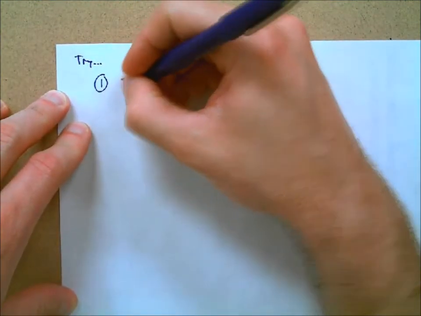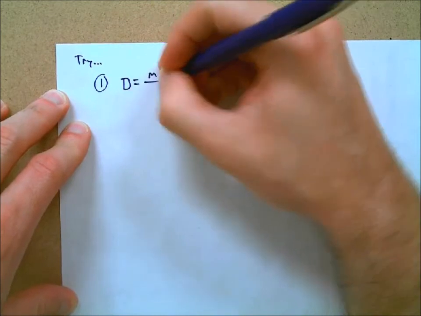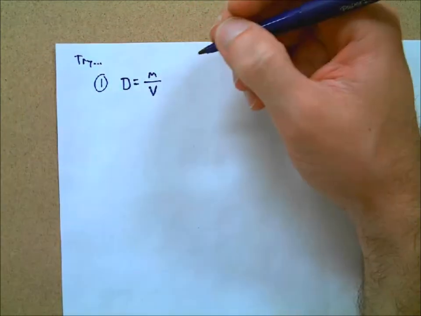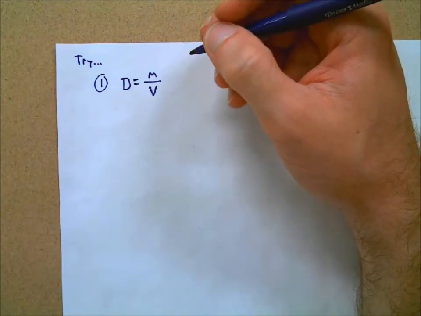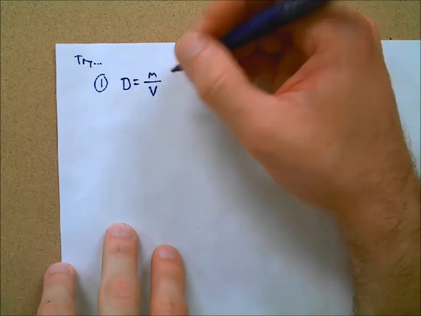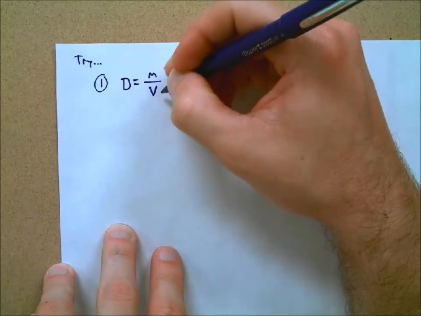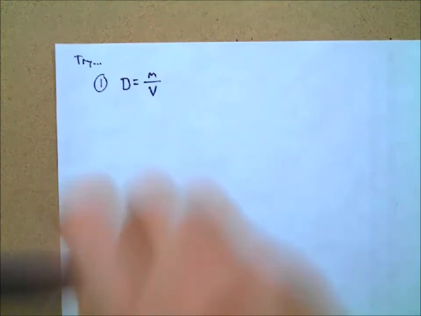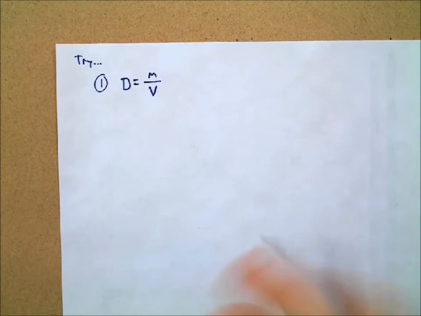D equals M divided by V. Does anyone recognize this formula from science class? Not diameter, nope. Density is mass divided by volume. That's right. Very good. I was going to say, your science teachers are just like, woohoo right now.